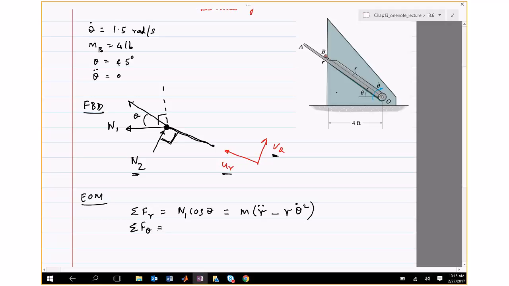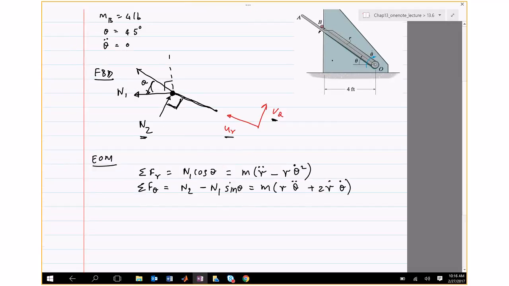And F theta is the net force in the theta direction. So N2 acts along positive U theta. N1, you've got to resolve in this direction, so that's going to act in the negative direction of U theta. So N2 minus N1 sine theta equals mass times (r theta double dot plus 2 r dot theta dot).